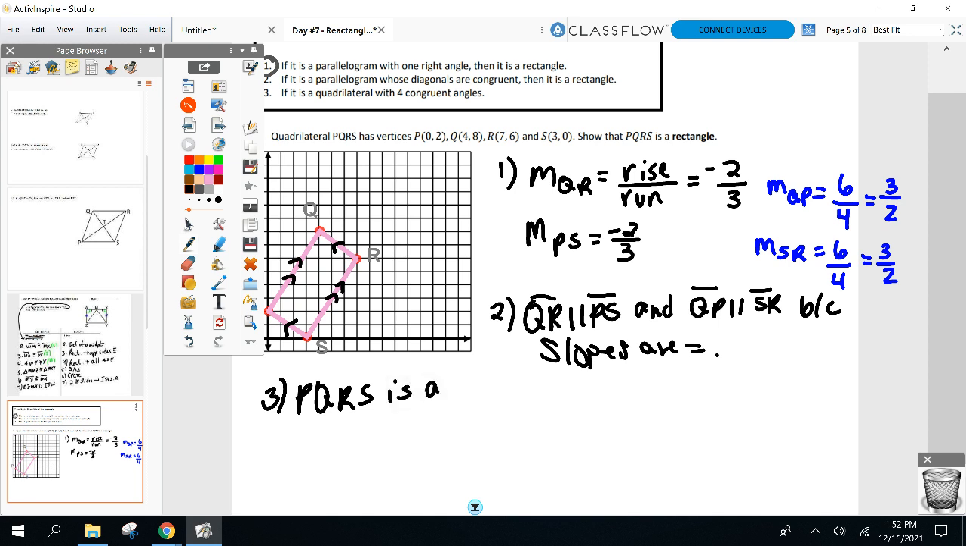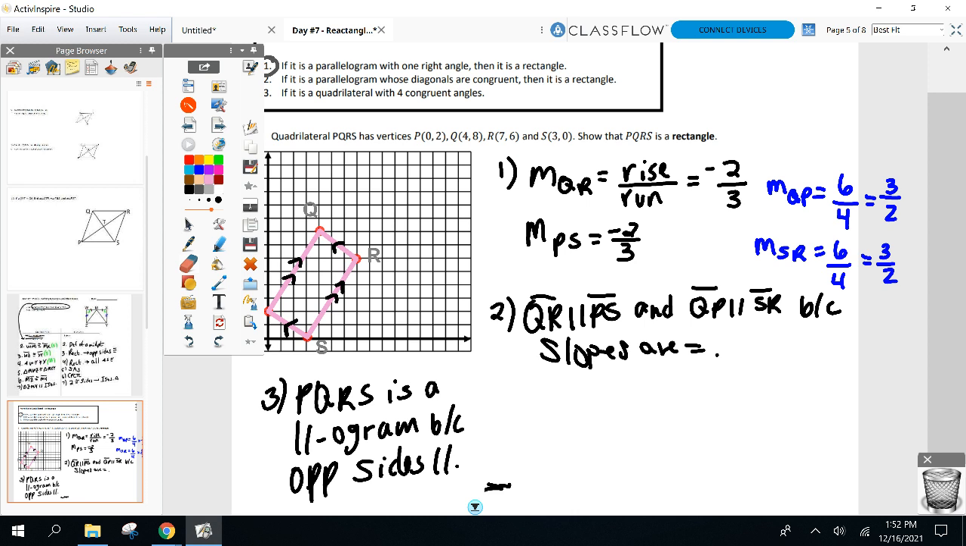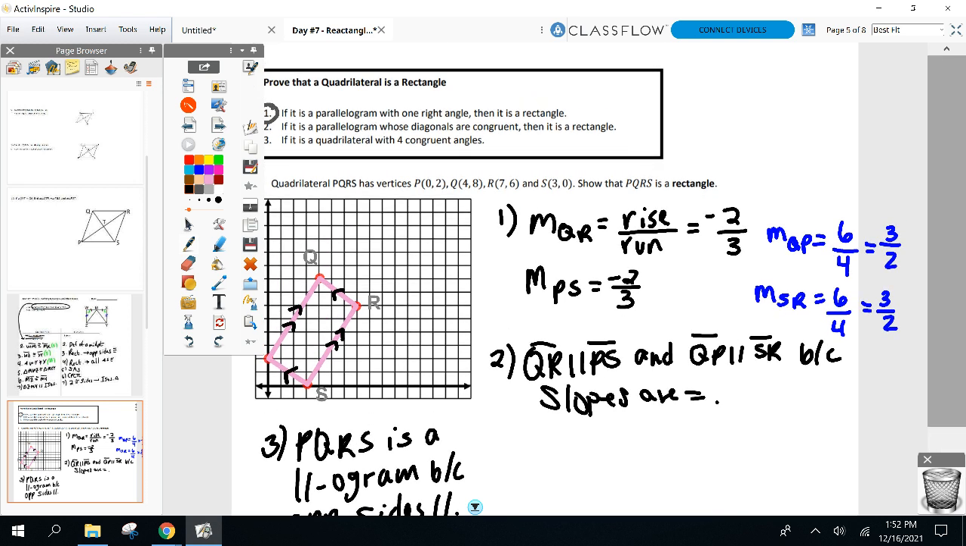PQRS is a parallelogram. How'd you know that, Matt? Because opposite sides are parallel. Done. Opposite sides parallel. Not a rectangle, though. It's a parallelogram. Now, what do I have to add on to it?